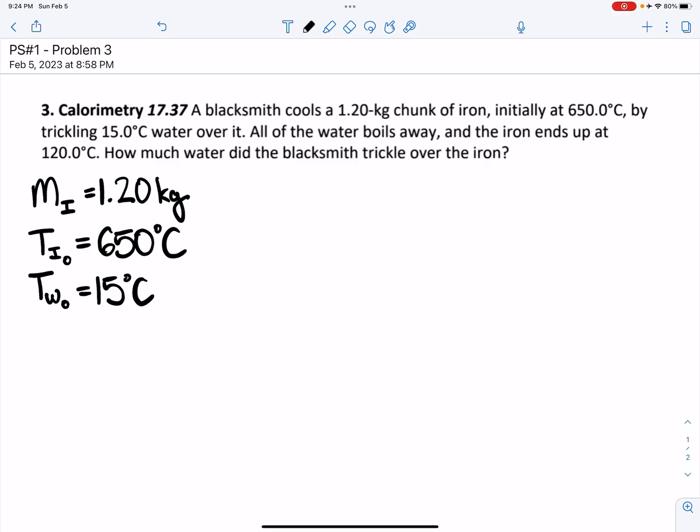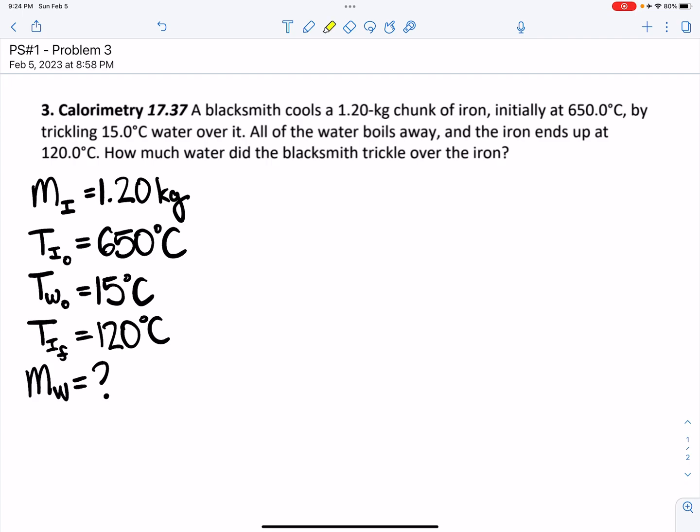All of the water boils away and the iron ends up at 120 degrees Celsius. So T iron final is equal to 120 degrees Celsius. Okay, how much water did the blacksmith trickle over the iron? So what's the mass of water?